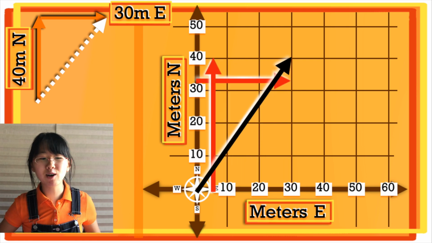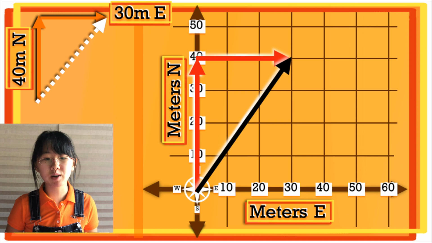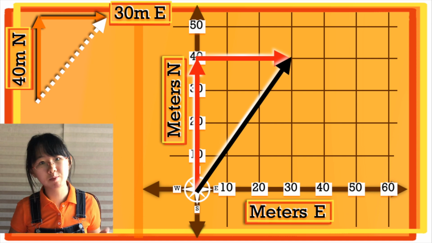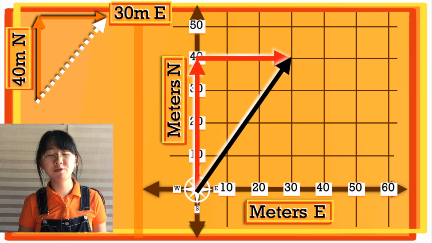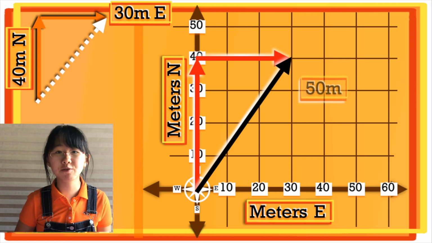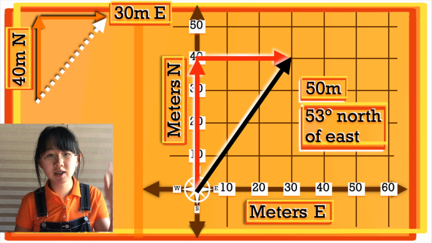As you can see, drawing the vectors in a different order wouldn't change the resultant vector at all. Both its length and direction are the same, which means that its corresponding magnitude and direction are exactly the same as well. Whichever way we draw it, we find that our resultant vector has a magnitude of 50 meters and a direction of 53 degrees north of east by looking at our line here.